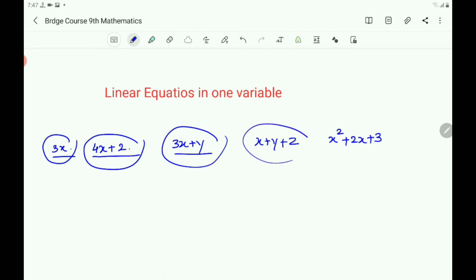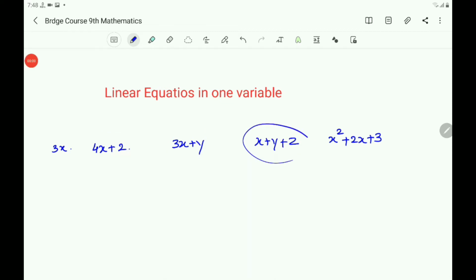And here the highest power of the variable is 1, but it is not a linear equation in one variable. Three variables are there. And now you consider 3x plus y. It is an expression having two variables. It is a linear expression, but it is having two variables. It is not a linear expression in one variable. So you consider 4x plus 2. It is a linear expression having one variable. Here the variable is only one x. Now you consider this 3x. It is also linear expression having one variable and having only one term. It is a monomial. It is a binomial.